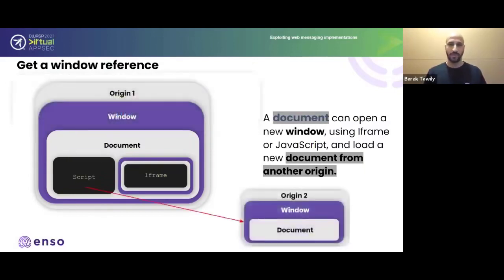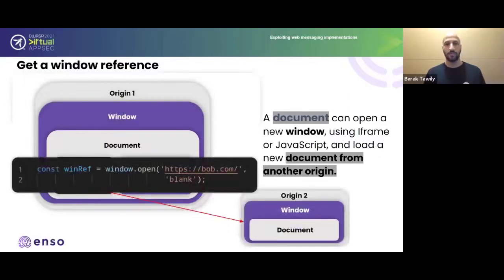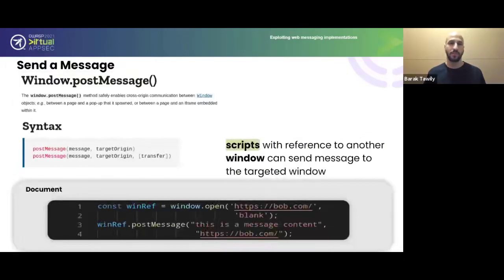Another way to do that is to pop up a new window or tab using window.open in order to get the same window reference. Once we have this window reference, we can use the window.postMessage method in order to send a message to this window. The postMessage method receives two arguments. First is the message, which can be a string or just an object. And the second is the target origin.